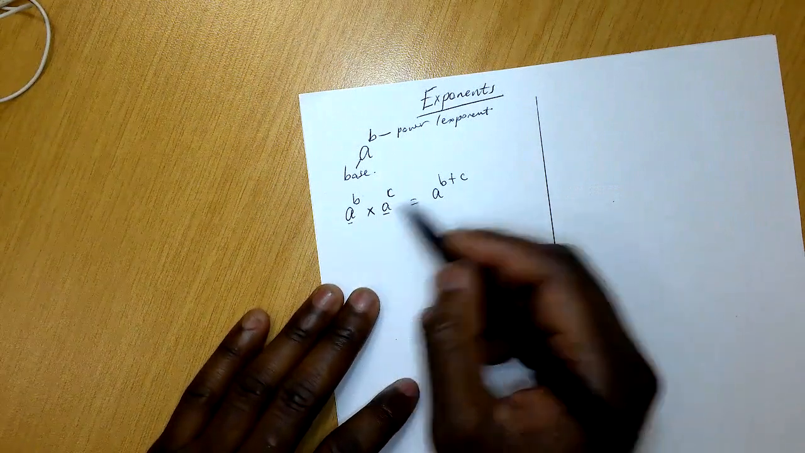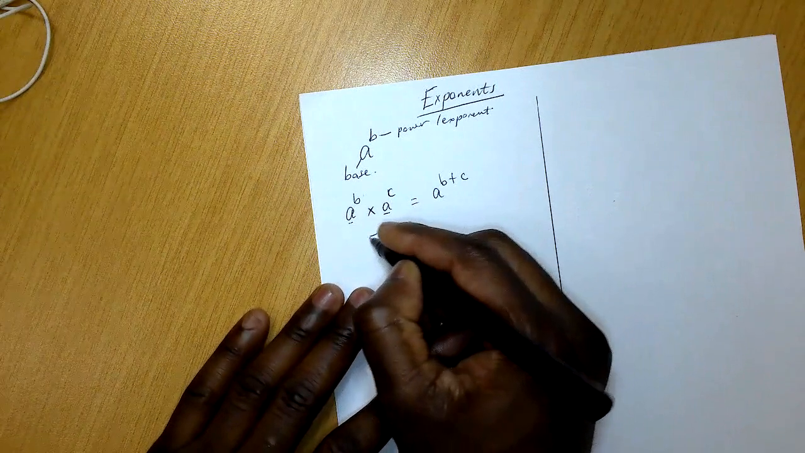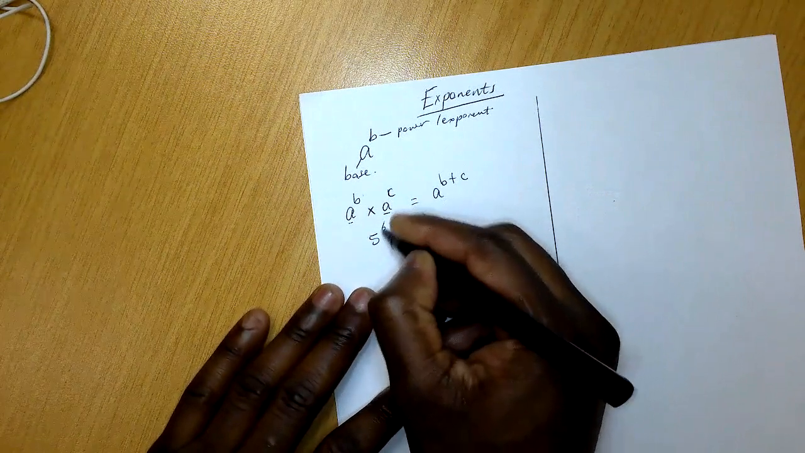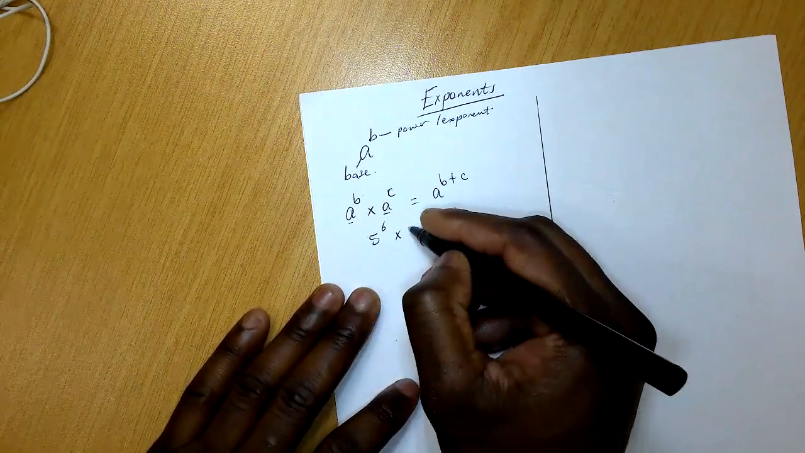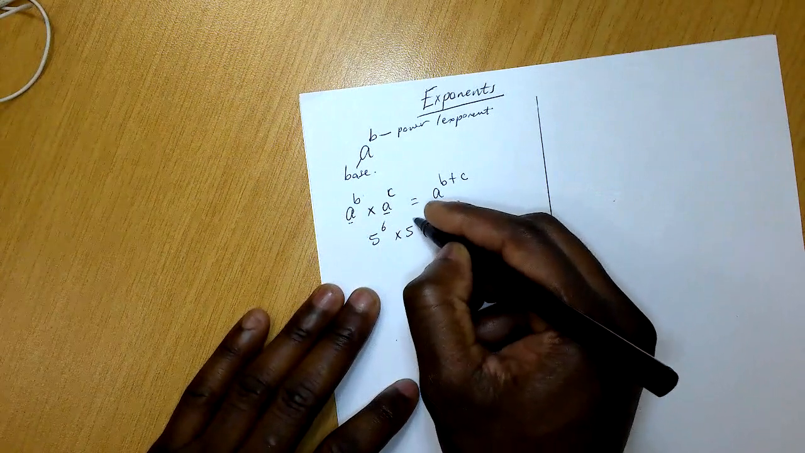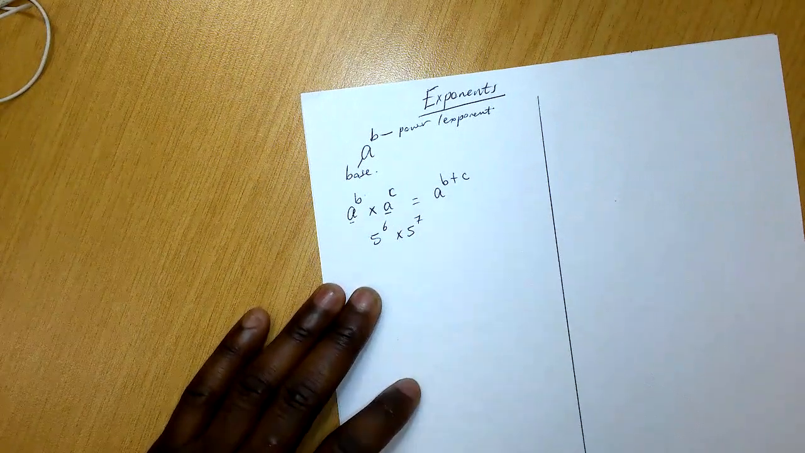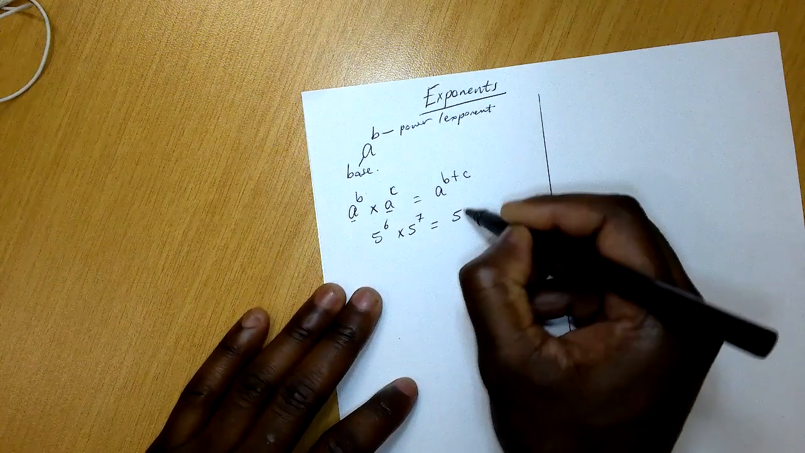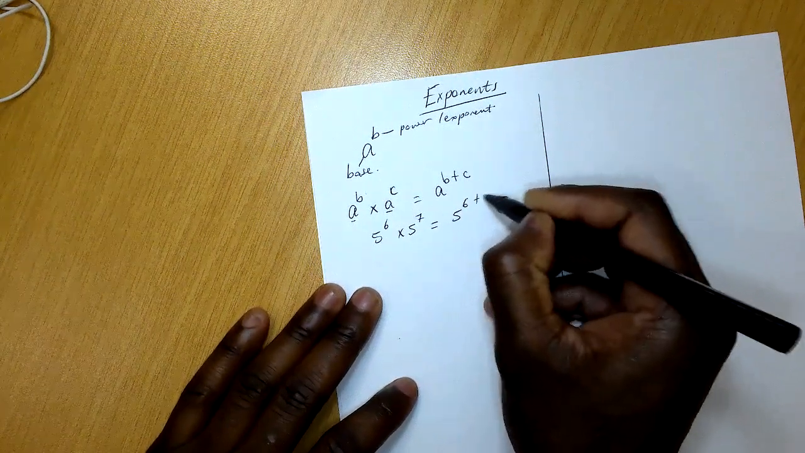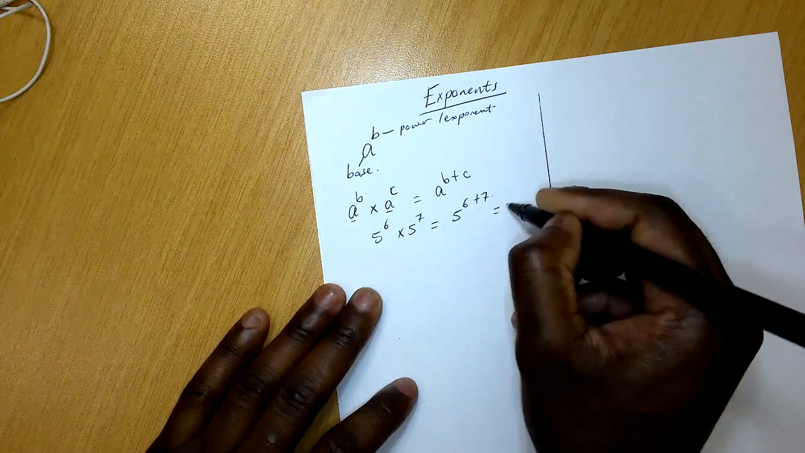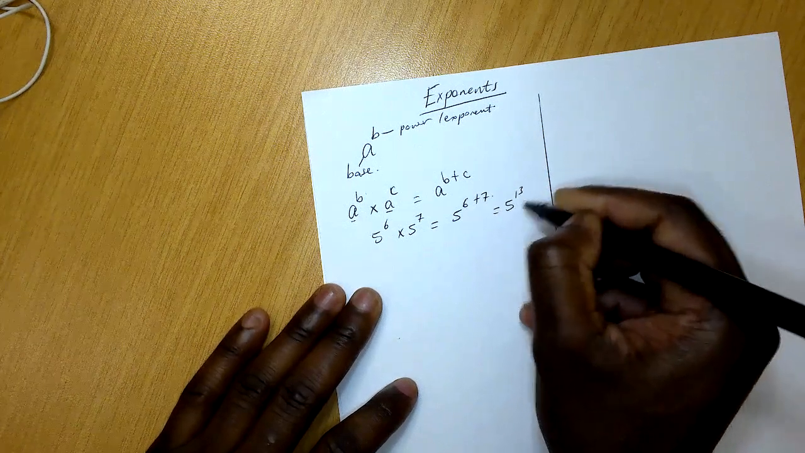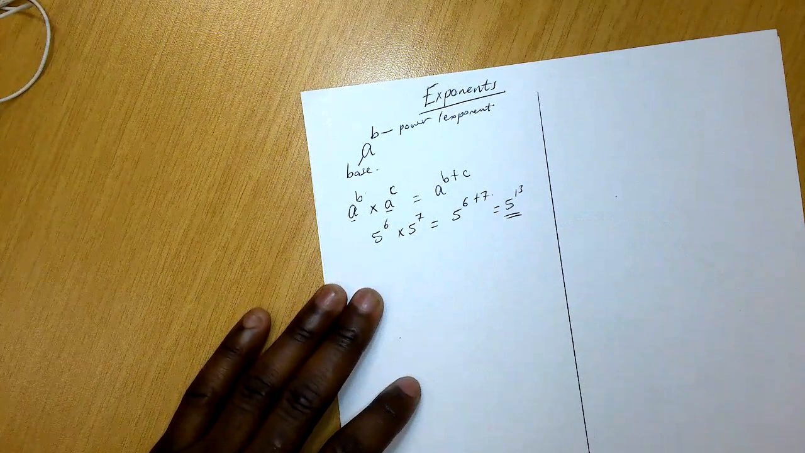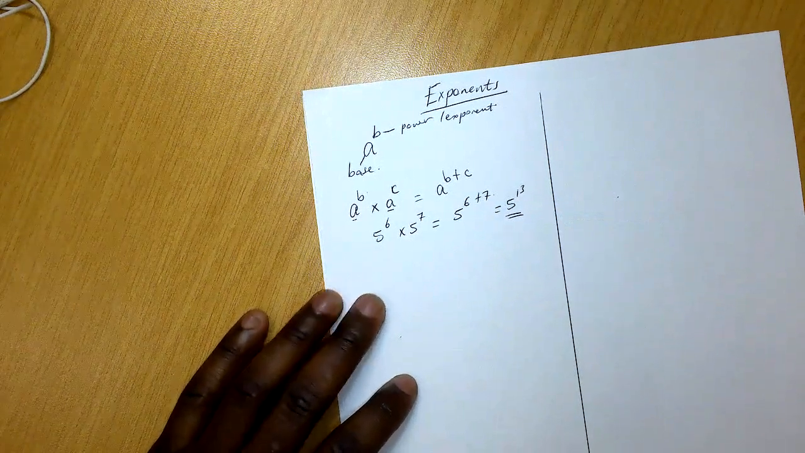For example, if it is 5 to the power 6 times 5 to the power 7, we just need to add the powers. 6 plus 7 becomes 5 to the power 13. That's simply that. So that's what you need to understand here.